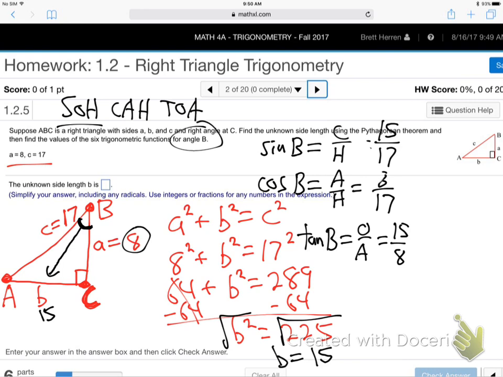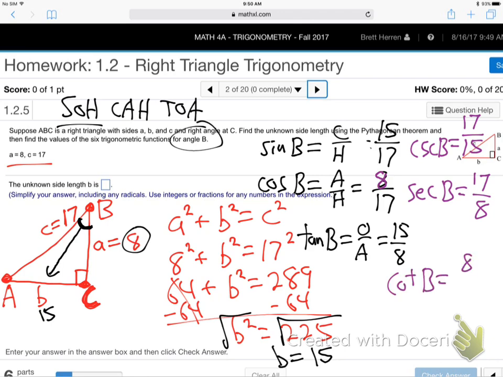Questions I can answer, and then we flip them, right? All three of them. So now, what's the upside down of sine? That's called cosecant. The three-letter abbreviation for cosecant is CSC. Cosecant of B is just going to be the upside down of sine, so 17 over 15. And then the secant of B is going to be upside down again, 17 over 8. And the cotangent of B, again upside down, 8 over 15. And we're done.